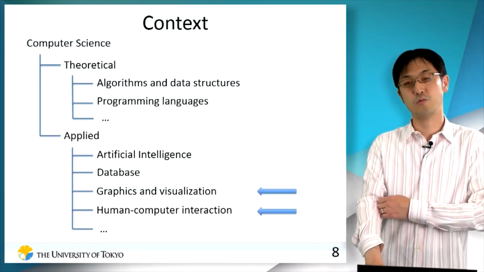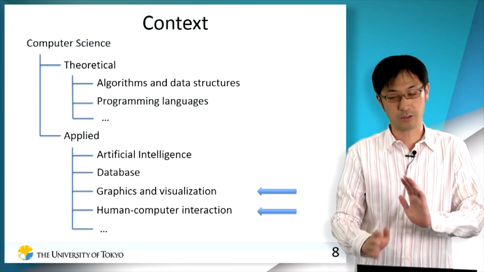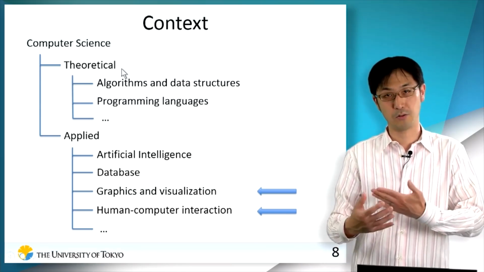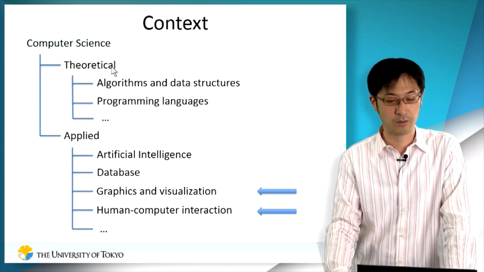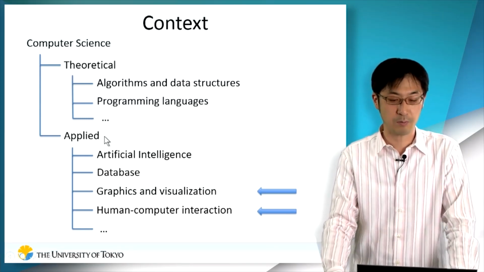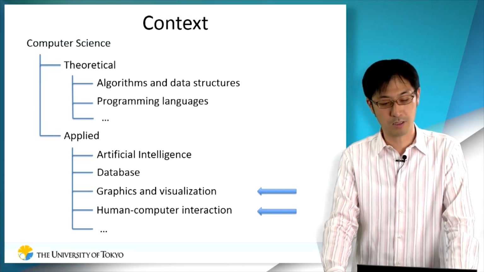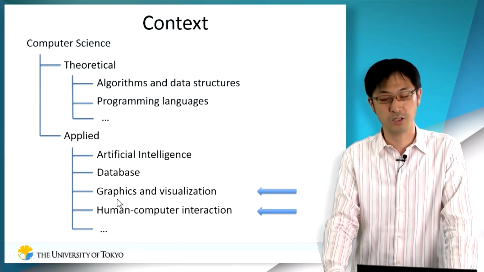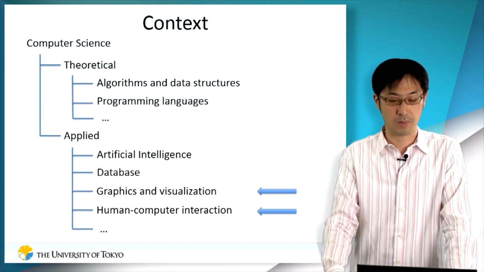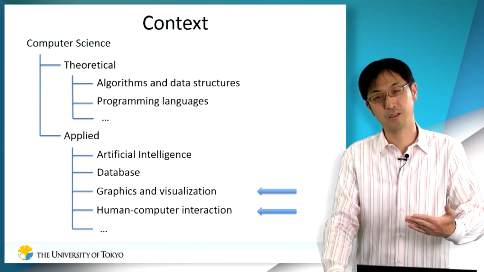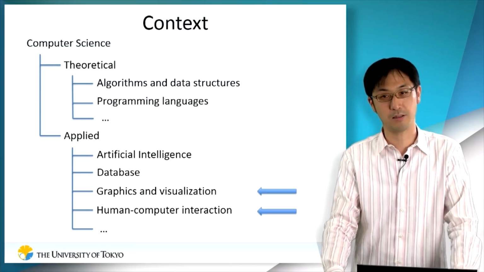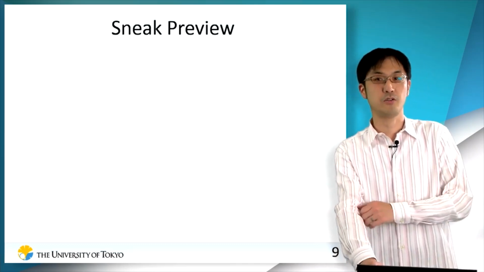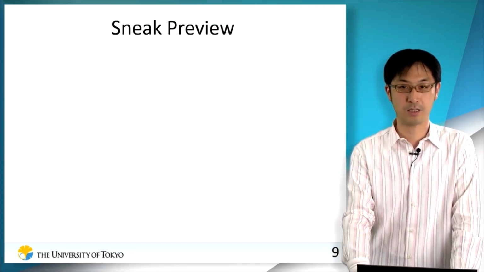Let me situate our course in the broader context of computer science. The computer science field is roughly divided into two fields, the theoretical field and the applied field. Among the applied fields, our course is related to two subfields called graphics and visualization, and human-computer interaction. So this course can be seen as an introduction to these computer science subfields. Let me show you a couple of topics we discuss in this course.